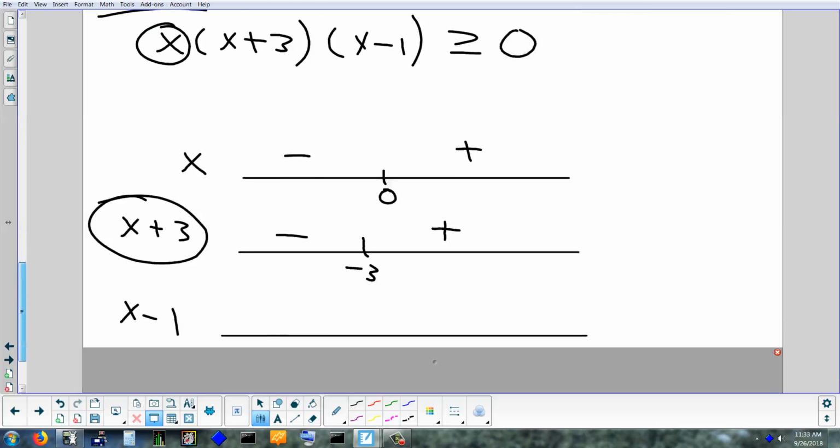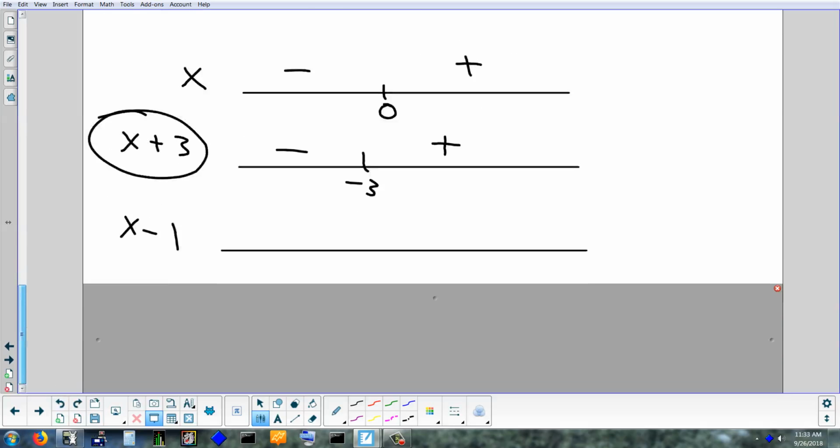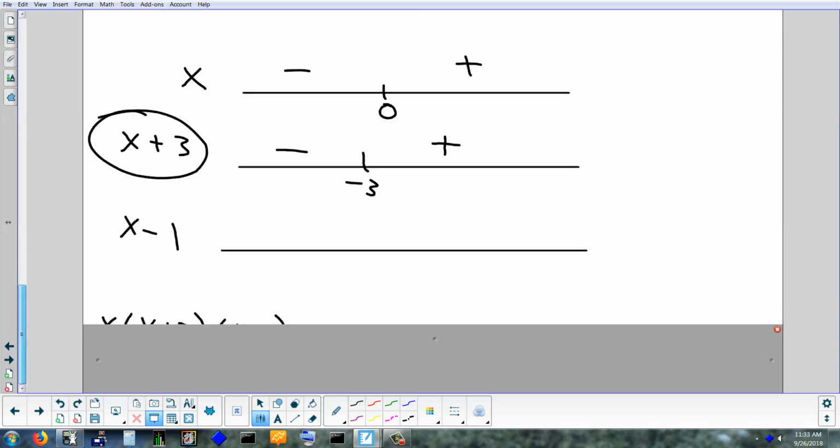If you're wondering, is it always negative on the left, positive on the right? Yes, as long as you don't do something like that, because now you're flipping the sign of everything and that messes it up. But we usually don't have that. So last one, x would be 1. Plug in numbers smaller than 1, you're going to get negatives in that section, positives there.